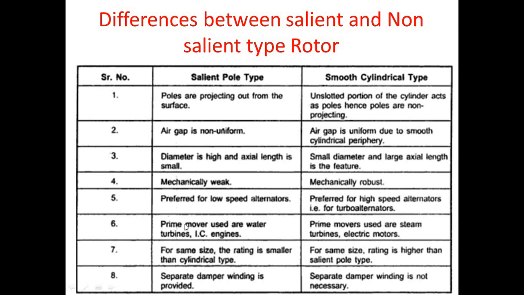In order to drive the alternators, a mechanical input is required. The mechanical input is supplied through the prime mover. The prime movers used for salient pole type are IC engines or water turbines. Whereas for the smooth cylindrical type, the prime mover used is a steam turbine or electric motor. For the same size, the rating of salient pole type is smaller than cylindrical type. For the same size, rating is higher for the smooth cylindrical type. In case of salient pole type, separate damper winding is provided. In case of smooth cylindrical type, there is no necessity of damper winding.